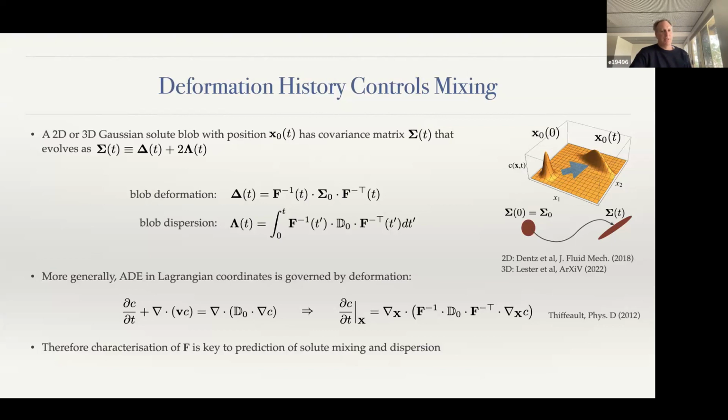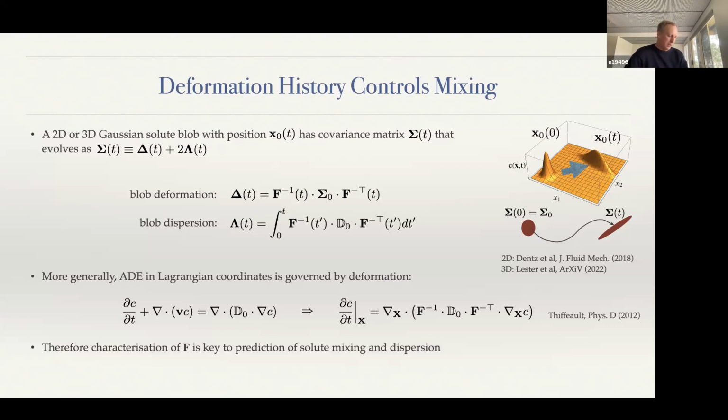And that covariance matrix evolves with time and captures both the deformation and the dispersion of the blob. So we can write sigma of t as delta of t plus 2 times lambda of t, where delta of t is the deformation of the blob due to the deformation of the fluid. And so that is essentially a reversible process. So you can see here that delta is equal to the deformation tensor contracted with the initial covariance matrix. And that's essentially the stretching and shearing and compression and so on of that original blob. And that's completely reversible. On the other hand, the second contribution to the evolution of the covariance is the blob dispersion given as lambda. And that's the integral of the deformation tensor contracted with the dispersivity tensor. And that's an irreversible process.